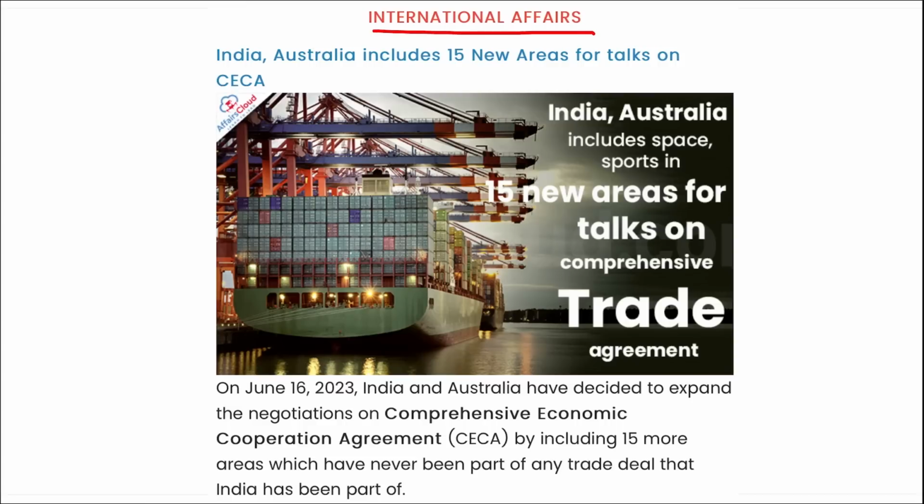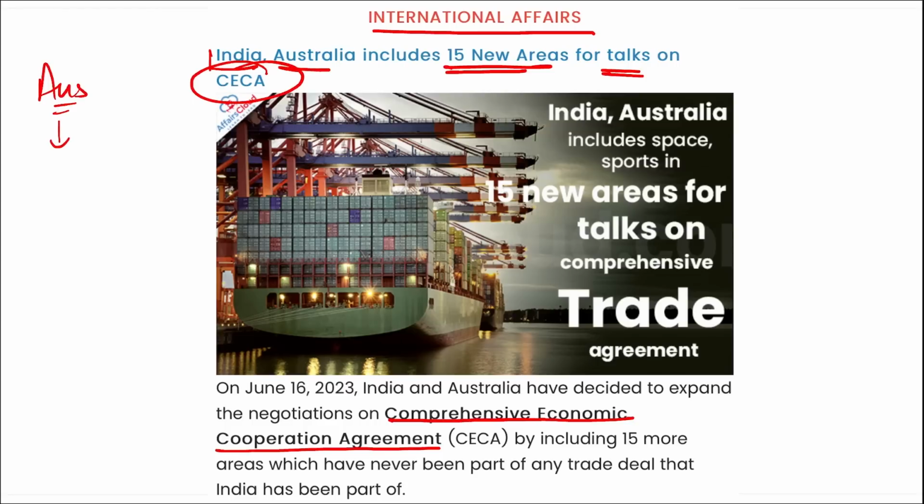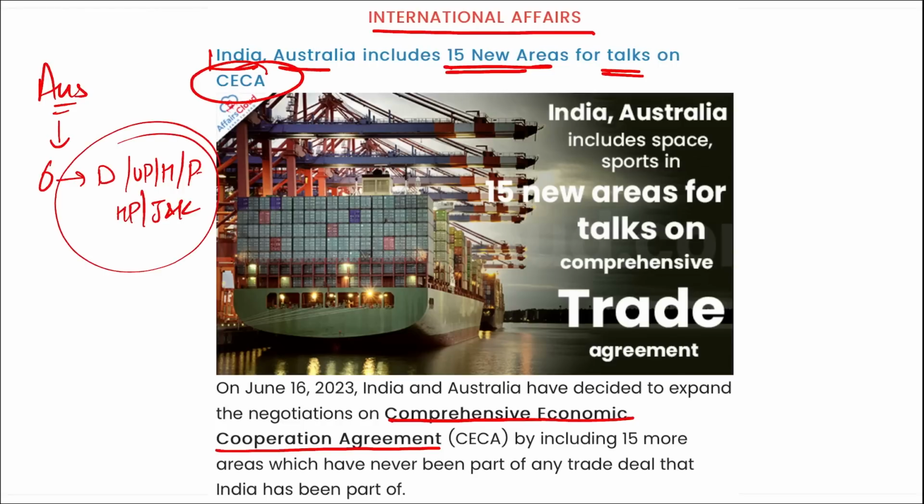Next is international affairs. Recently, India and Australia have included 15 new areas for talks on CECA. And what is CECA? Comprehensive Economic Cooperation Agreement. If we talk about Australia, you should know that a few universities of Australia have recently banned students from 6 Indian states from taking part in their colleges or universities. This will include Delhi NCR, that is UP, Haryana, Punjab, then Himachal Pradesh and Jammu and Kashmir. The students from here will not be allowed admission into a few universities of Australia.